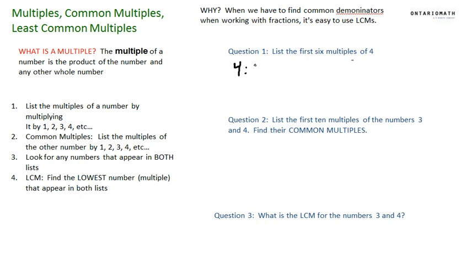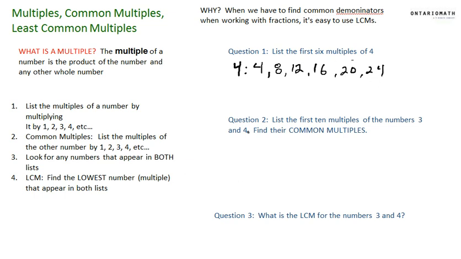So I'll multiply 4 by 1, which is 4. And then by 2, which is 8. Then 4 times 3 is 12. 4 times 4 is 16. 4 times 5 is 20. And 4 times 6 is 24. And so here we go. We have the first 6 multiples: 1, 2, 3, 4, 5, and 6. So the first 6 multiples of 4 are 4, 8, 12, 16, 20, and 24.